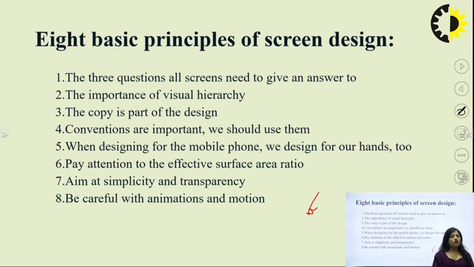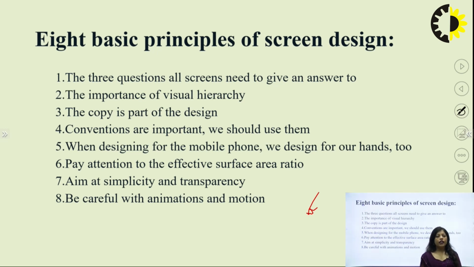Next is conventions are important, we should use them. Conventions are like traditions which we have to follow while making the screen, which we follow from our ancestors, so we have to follow our tradition. Next basic principle is when designing for the mobile phone, we design for our hands too.